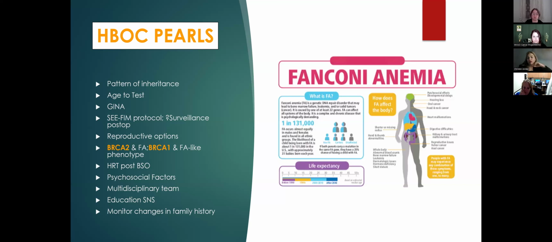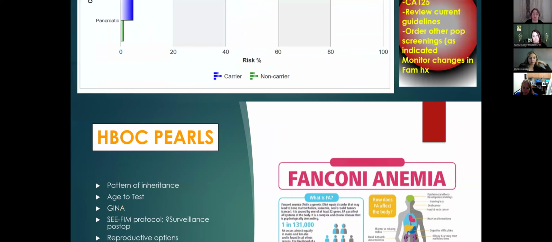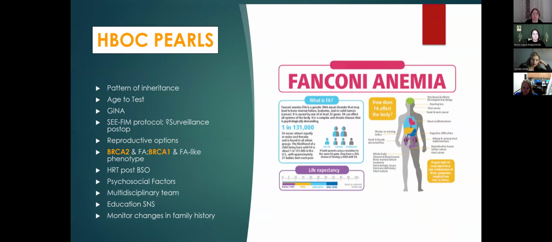And even with the reproductive options, it might not always be covered by insurance, as far as the fertility side of things. So obviously this is a multidisciplinary team approach that we take with most of our genetic syndromes, if not all. We educate again on signs and symptoms of cancer, and then we monitor changes in the family. Oops, wrong way.